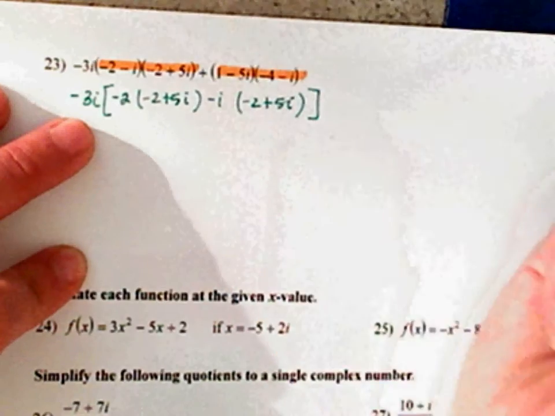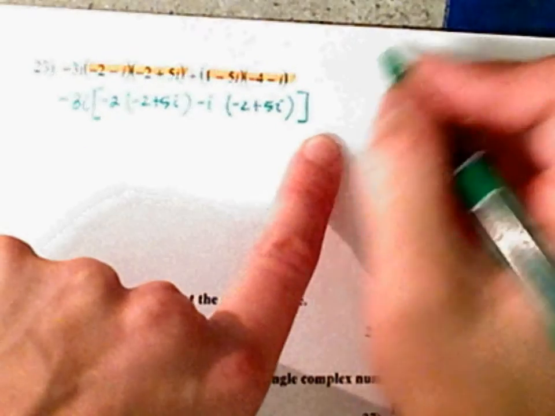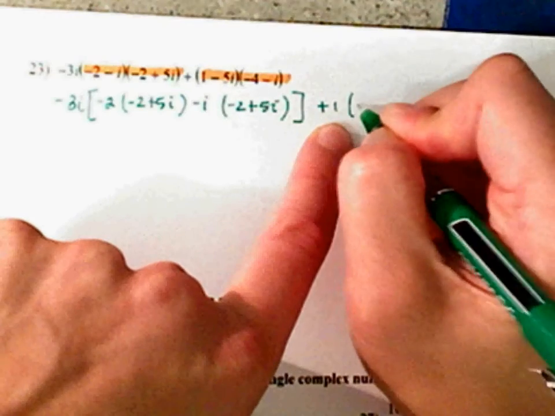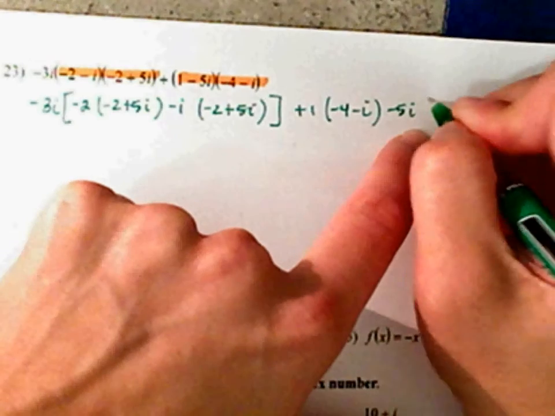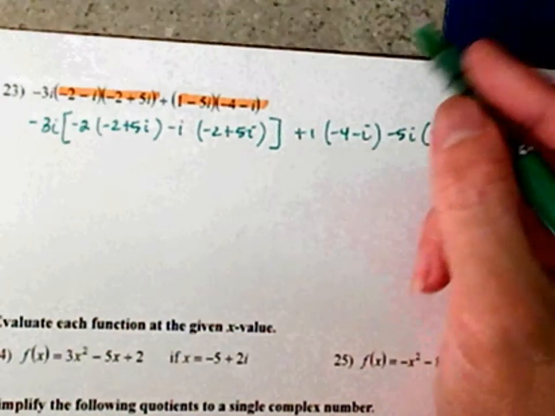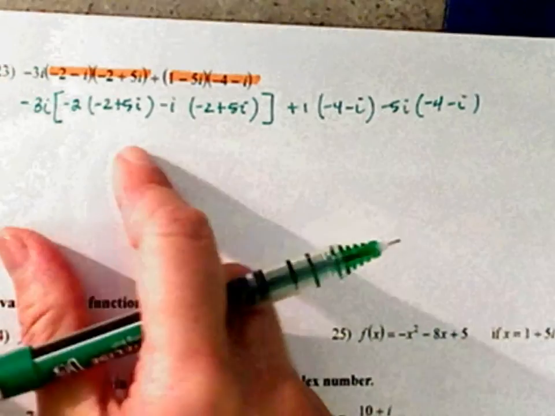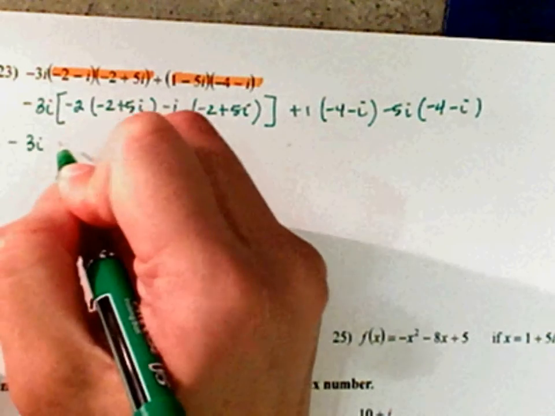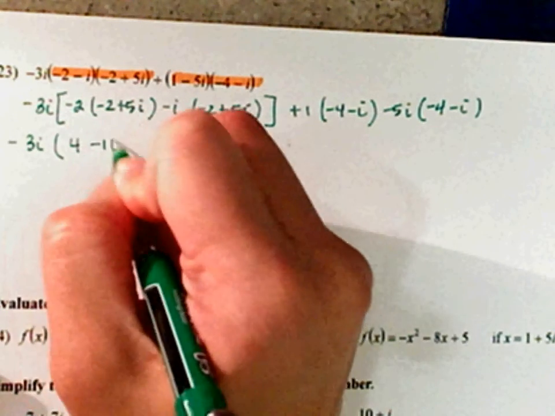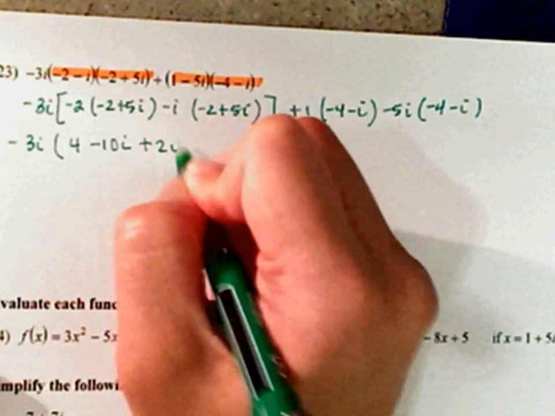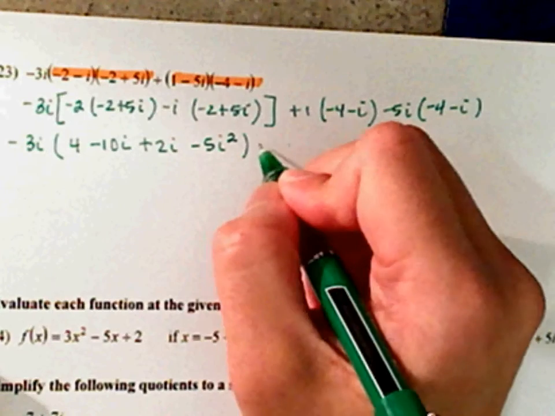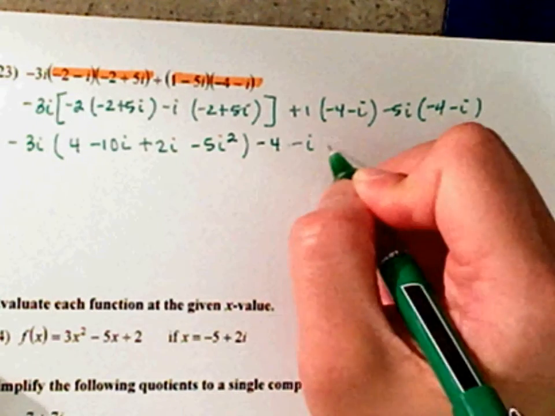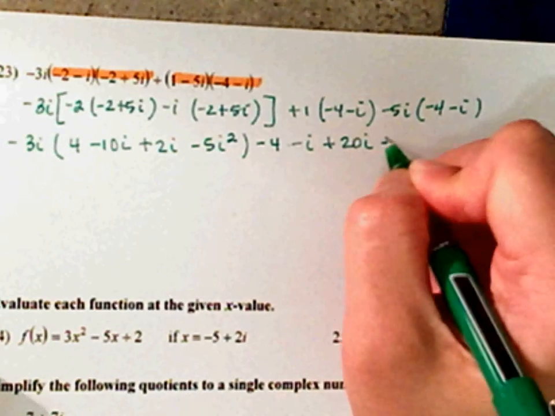Okay? Also, plus 1 times negative 4 minus i minus 5i times negative 4 minus i. See it right there? And these guys are together. Okay? And let's go ahead and distribute. So you have 3i times 4 minus 10i plus 2i minus 5i squared. Okay? Distribute those as well. Minus 4 minus i plus 20i plus 5i squared.